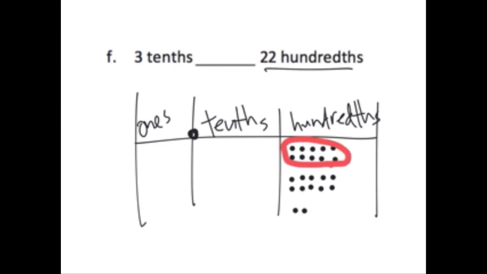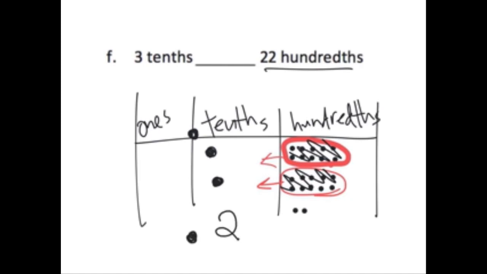10/100 and they equal 1/10. And then we can say that these 10/100 equal 1/10. So these got exchanged. So what do we end up with? We end up with 2/10 and 2/100 left over.